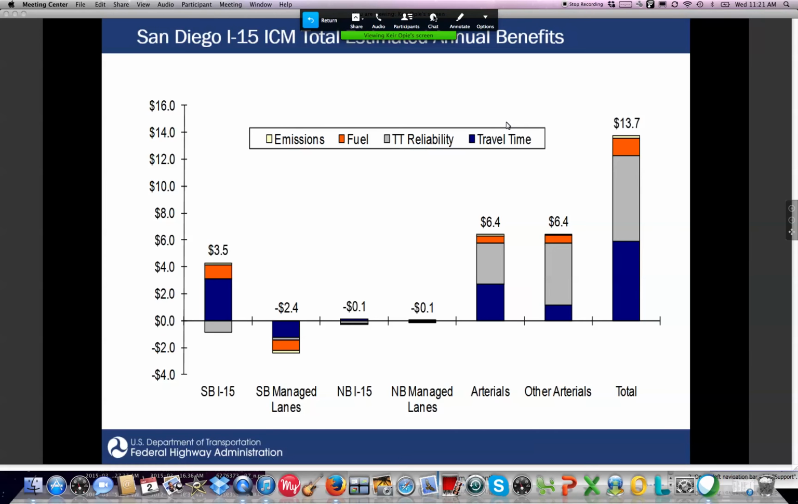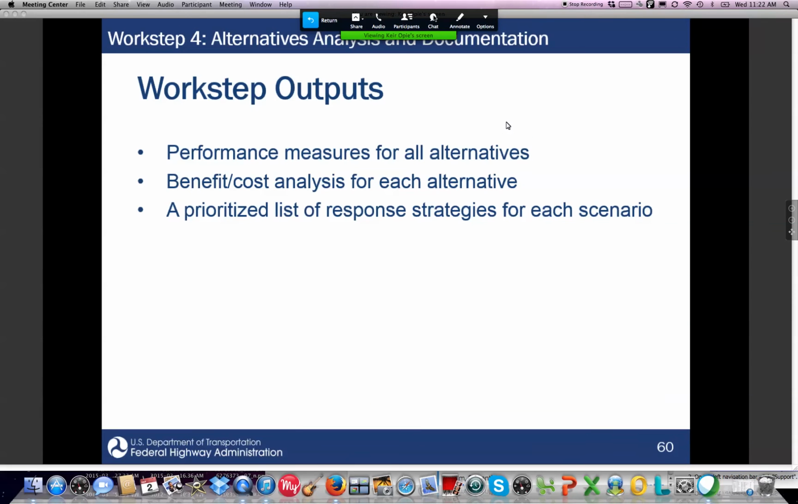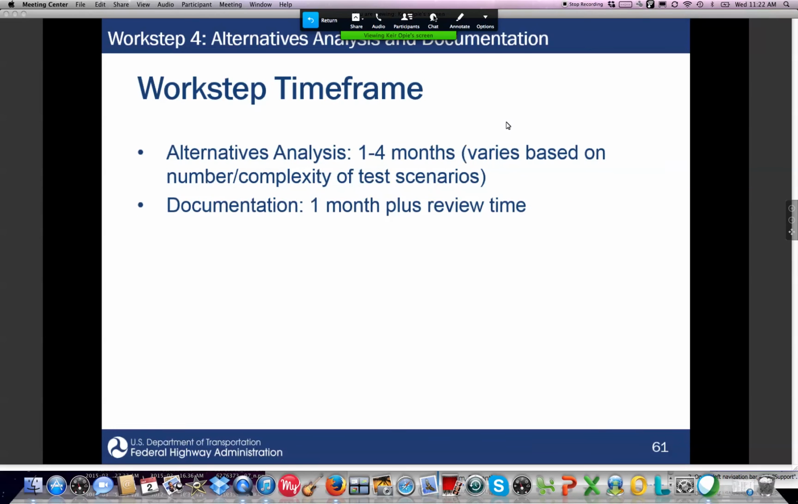To look at, I think it was Susan that had the question earlier as to how the various different components factored into this. As you can see, fuel was a consideration, but the main driving element behind the majority of the benefits, this is in San Diego, the majority of the benefits were seen from just improved travel time mobility and improvements in travel time reliability. So the outputs, again, it really gives us quantifiable numbers that we can compare different strategies against.